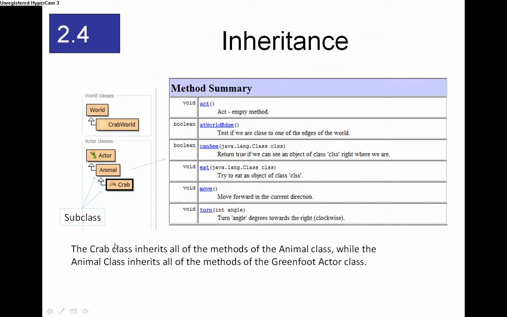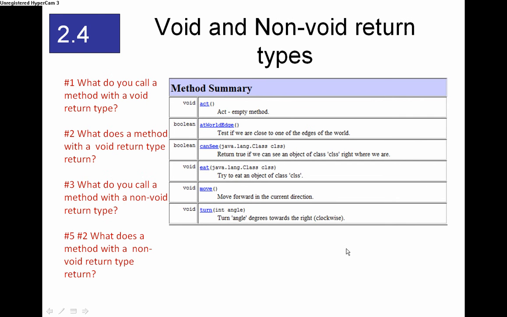Inheritance, we're learning about inheritance. So this whole concept that the crab class can do everything that's in the animal class means that it inherits all the methods that are in the animal class, while the animal class inherits all the methods of the Greenfoot actor class. So this guy inherits everything from here and here. Okay, and by the way, here's all your methods that go along with the animal class. See? So the animal class, all these guys belong to him, and therefore he can do all these things as well.